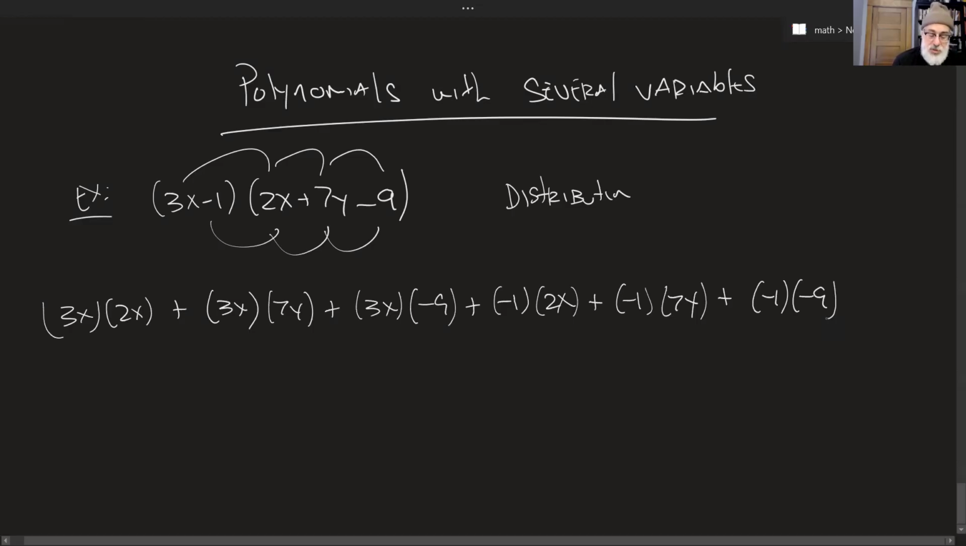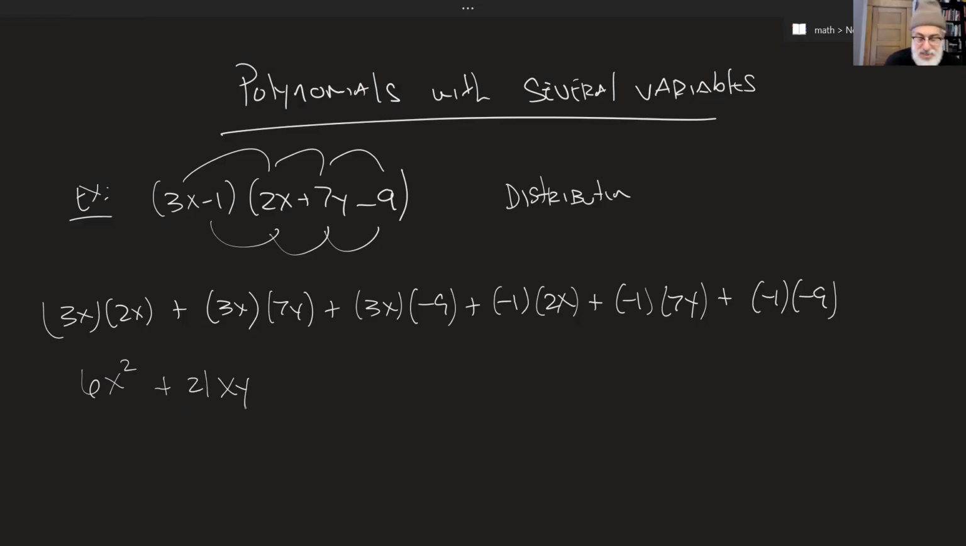So 3x times 2x, remember we can multiply any term together we want. There's no restriction there. That becomes 6x squared. 3x times 7y. We can multiply the 3 and the 7, that becomes 21. Now, I can't combine x and y like I would if it was 3x times 7x. That would be 21x squared. So instead, we just write it as a product x times y, because that's what's happening. So we don't write that any other way.